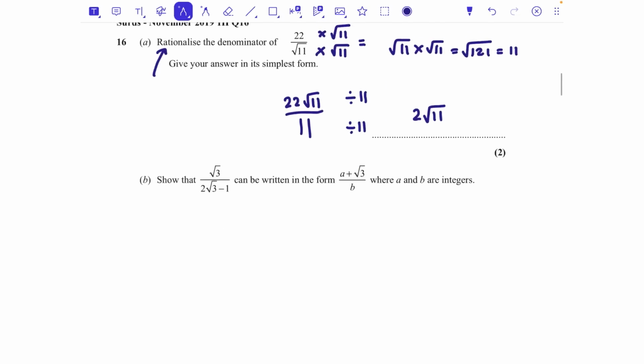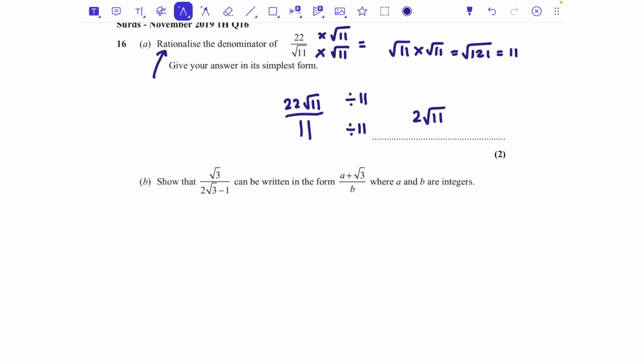Part B, show that root 3 over 2 root 3 minus 1 can be written in the form a add root 3 over b, where a and b are integers. So integers just means whole numbers. So they can be negative or positive, but they do need to be whole numbers. And again, we need to rationalise. You can see that we go from having surds and other stuff on the bottom of the fraction to just having a number on the bottom. So we are going to need to rationalise.